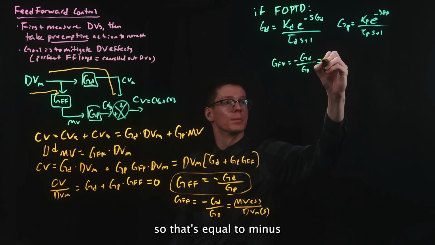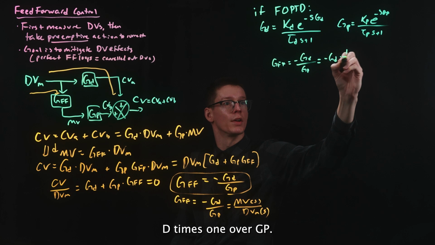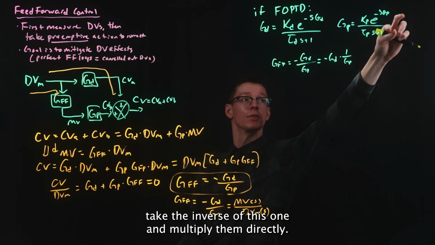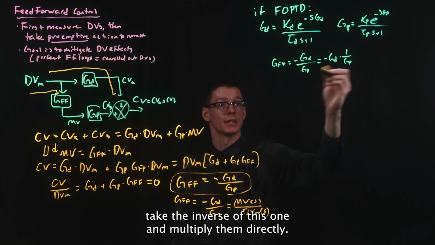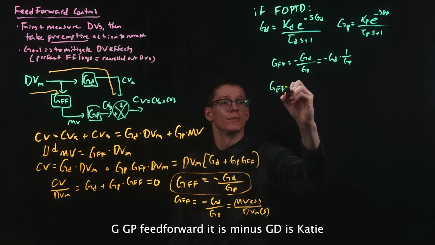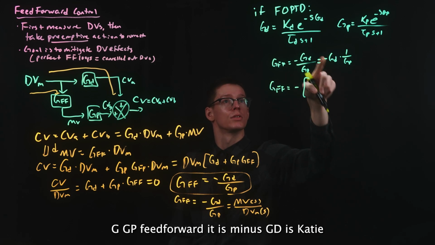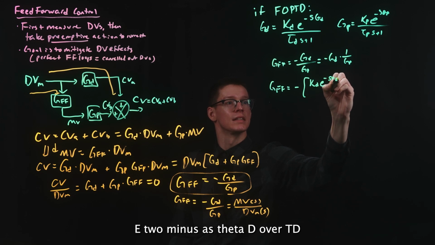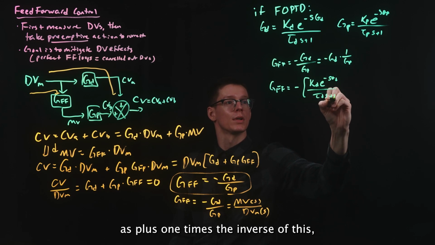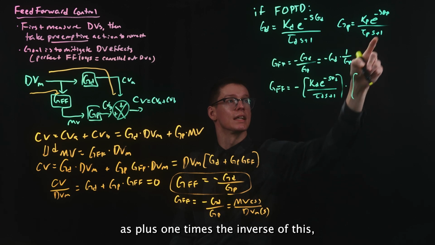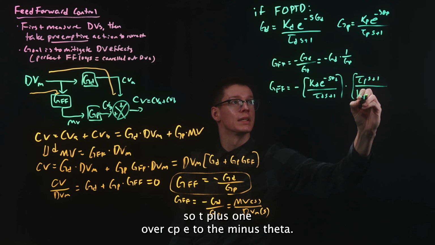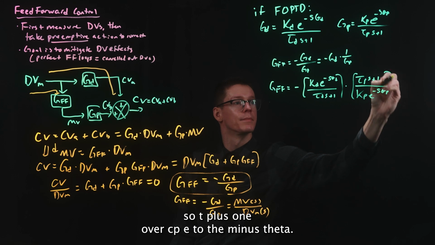Well, it's minus GD over GP, so G feed-forward is minus GD over GP, so that's equal to minus GD times 1 over GP. And I write it like that because I'm actually going to now take the inverse of this one and multiply them directly. G feed-forward is minus GD, which is KD e to the minus S theta D over TD S plus 1, times the inverse of this, so TP S plus 1 over KP e to the minus S theta P.